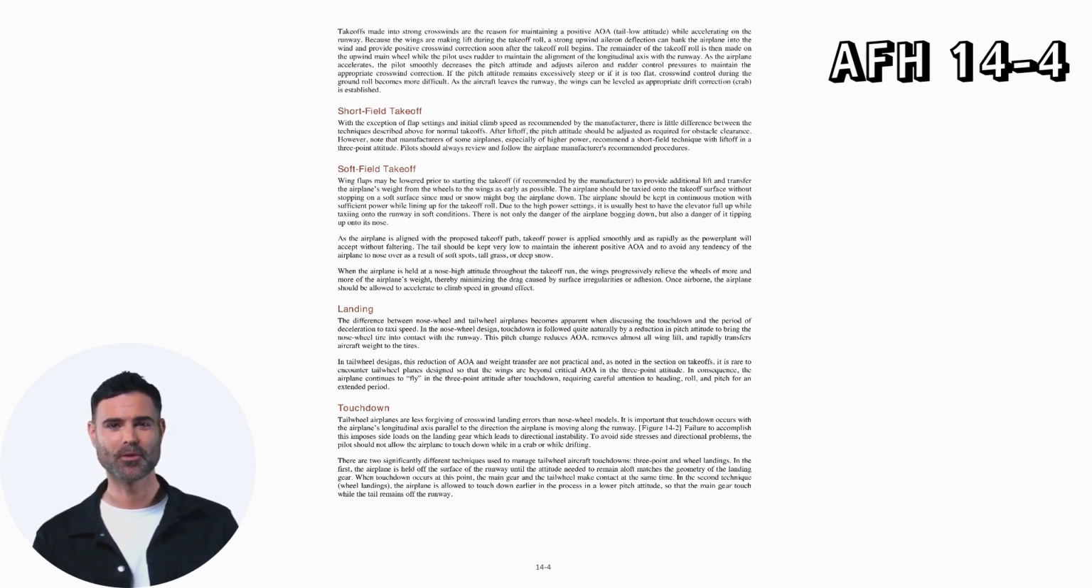Short field takeoff. With the exception of flap settings and initial climb speed as recommended by the manufacturer, there is little difference between the techniques described above for normal takeoffs. After liftoff, the pitch attitude should be adjusted as required for obstacle clearance. However, note that manufacturers of some airplanes, especially of higher power, recommend a short field technique with liftoff in a 3-point attitude. Pilots should always review and follow the airplane manufacturer's recommended procedures.